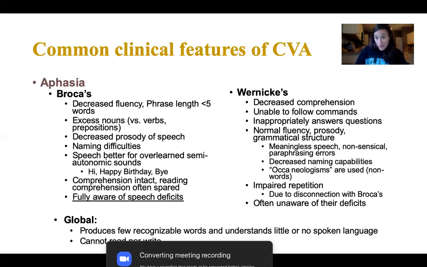You can also have global aphasia, which is actually usually, unfortunately, what you see more likely than not, where you have either a combination of both, but most importantly, you have both a breakdown in speech production and comprehension as well. Global aphasia is extraordinarily debilitating and difficult to work with, and unfortunately pretty common.